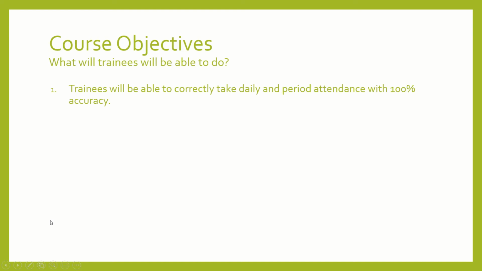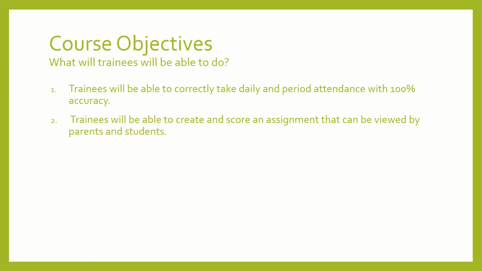Okay, the course objectives, the 3 most important things for teachers to be able to do, of course, is to take daily and period attendance with 100% accuracy. It's crucial to have your student body correctly tracked each day, whether who's here and who's not.